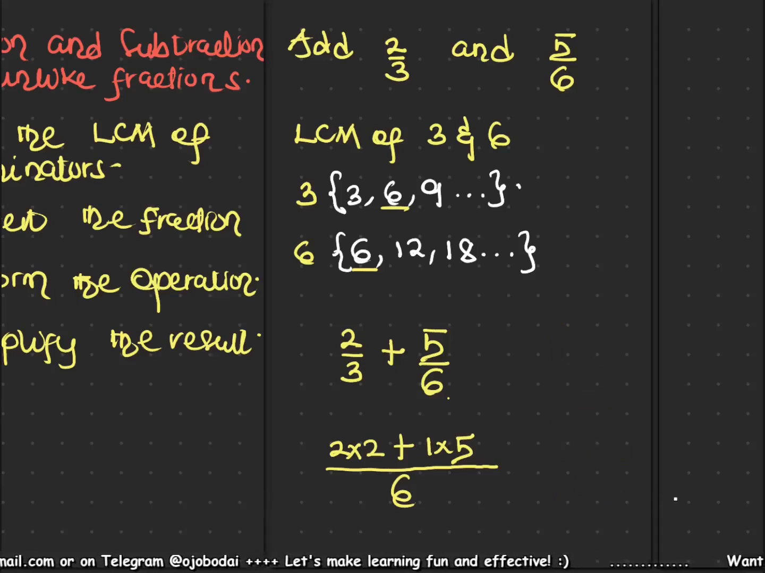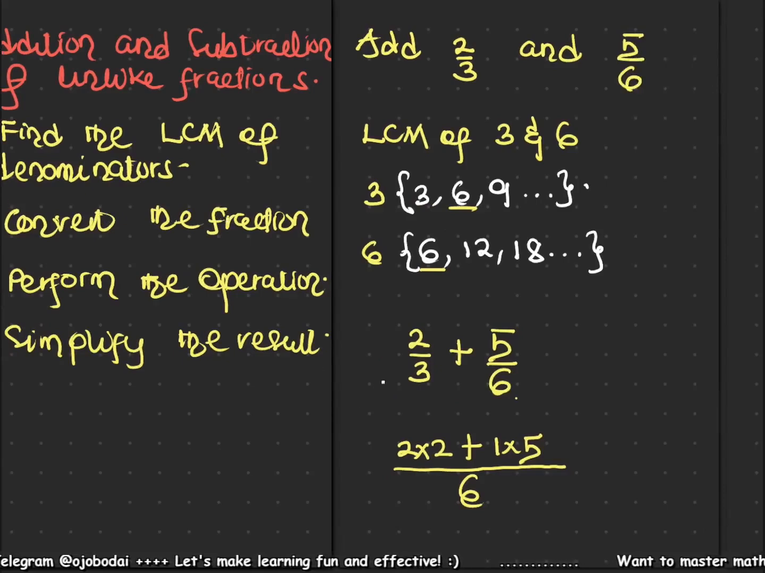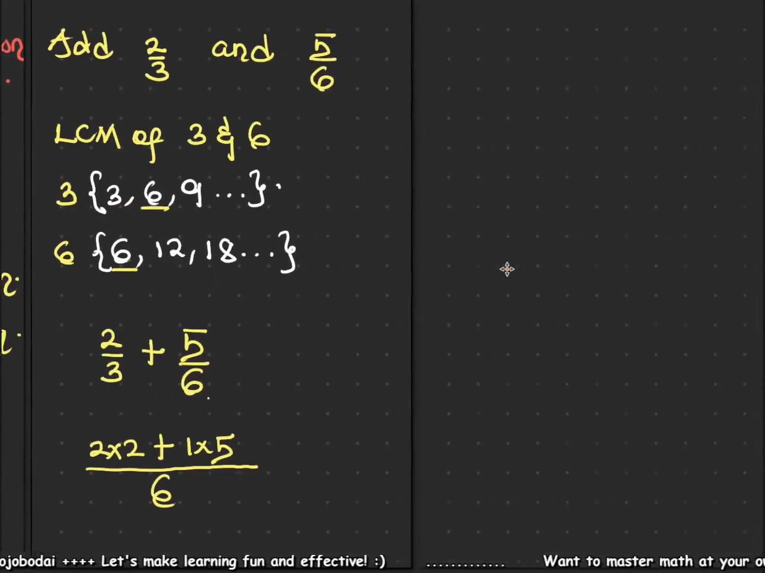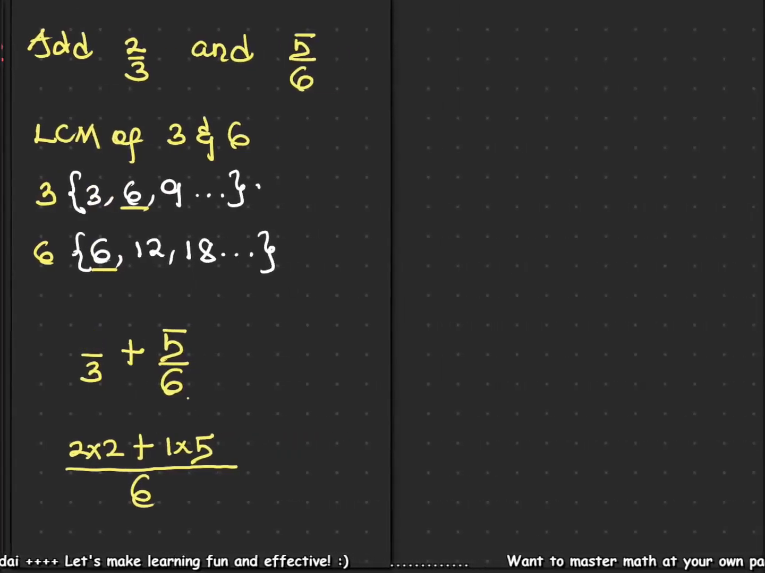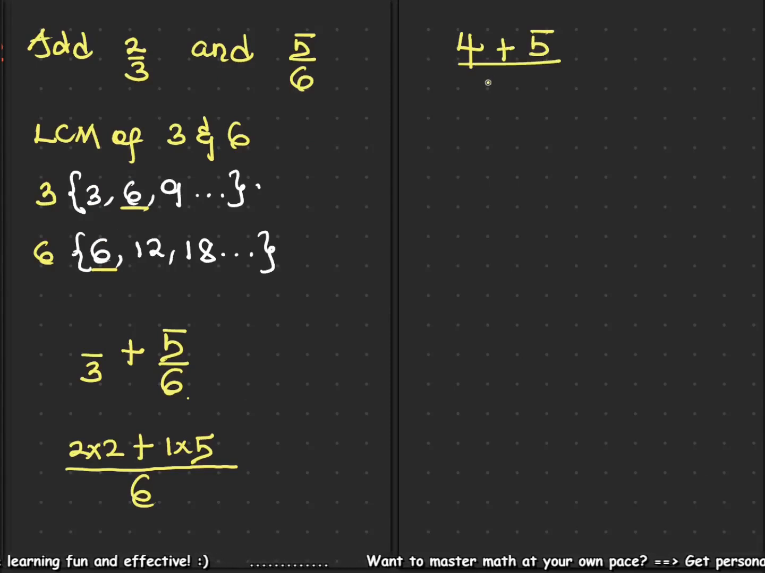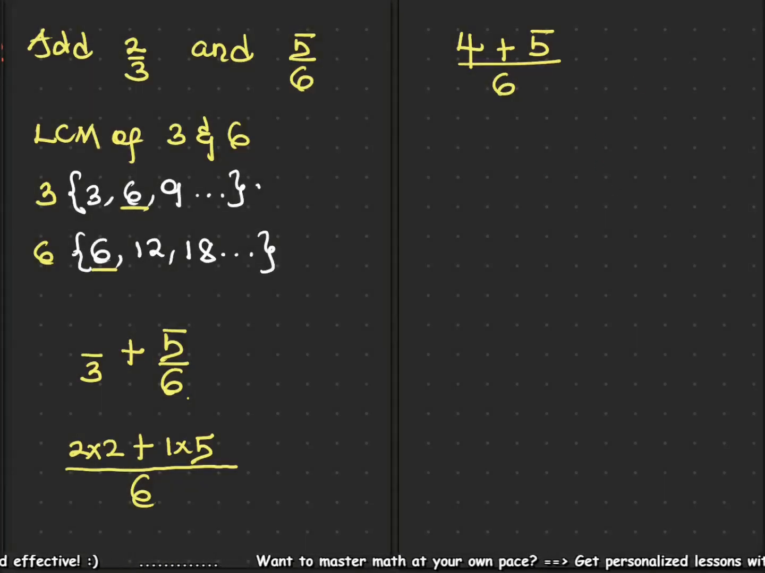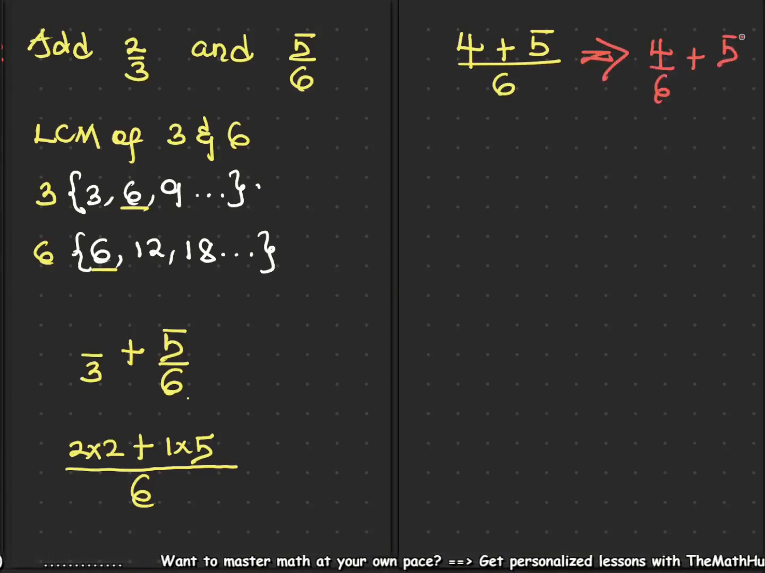So as you have seen, we have followed the steps. We found the LCM. We have converted all the fractions into their equivalent forms. And then we now want to perform our operation. So 2 times 2 here gives us a 4, plus 1 times 5 gives us 5, and they are all over 6. Mind you, what we have written here is actually a simplified form of these two equivalent fractions. That is 4 over 6 plus 5 over 6.